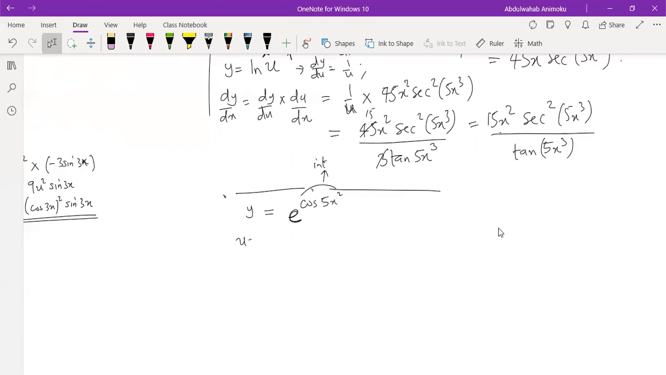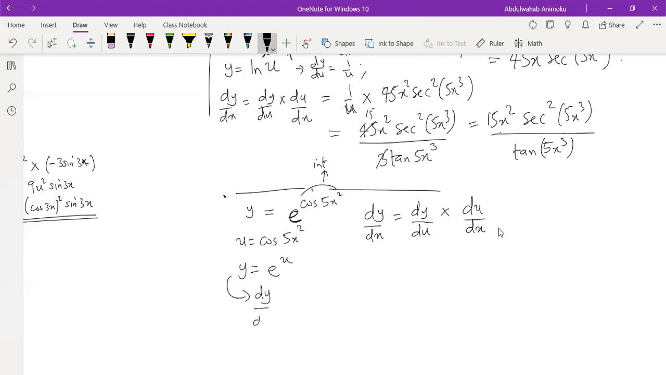So we substitute a variable for the internal part of the function, which means y will be e raised to power u. Remember, we're looking for dy/dx, which is dy/du times du/dx, because we are going through u. Now, what is dy/du? That is basically easy. The derivative of y with respect to u is the same function, e raised to power u.